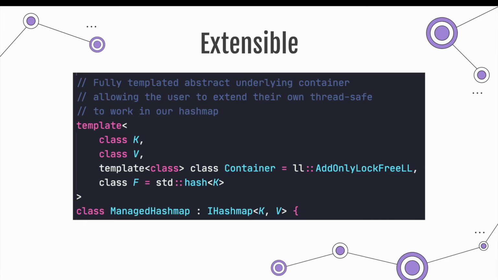Our hash map provides a templating structure for key, value, container, and hash function. This allows the user to completely configure the behavior down to the underlying container. For an example, if the user would like to use a custom implementation of a thread-safe red-black tree, they could. If they would like to hash a custom type, they must override the STL hash function for that type.